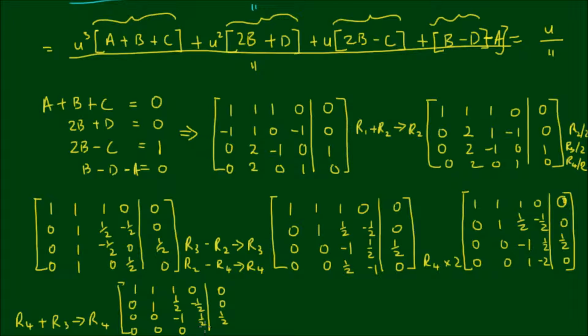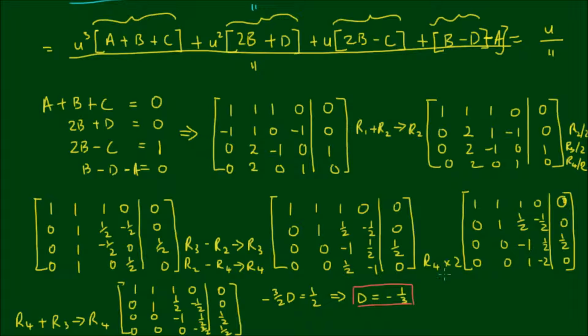So minus 2 plus a half is equal to minus 1.5, so that's minus 3 on 2. And a half plus 0 is equal to half. So we have minus 3 on 2 d is equal to 1/2. So this means that d is equal to negative 1/3.